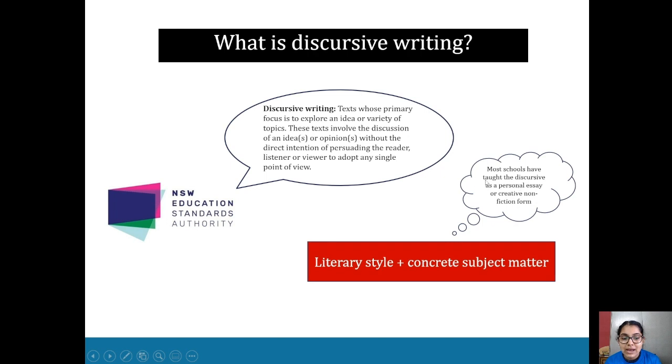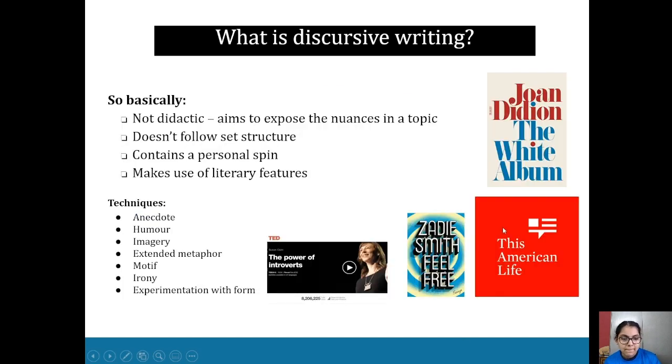Most schools have taught the discursive as a personal essay or a creative non-fiction form. So there's literary style; you're focusing on literary style and also the concrete subject matter. Okay, now what is discursive writing?